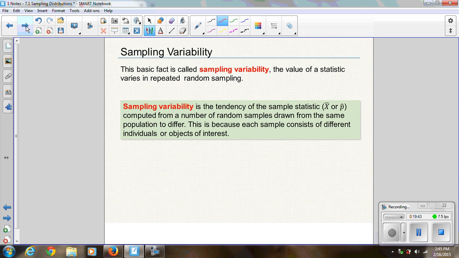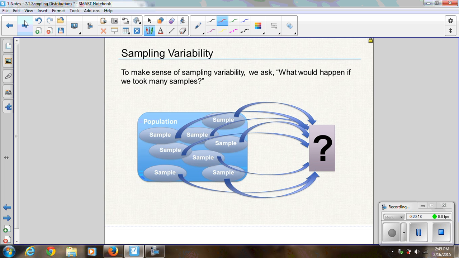This is basically called sampling variability. And the values of statistics, we know, are going to vary in repeated sampling. Every time I take a sample, every time I do an experiment, my results are going to be a little bit different than they were the last time. It's a random phenomenon, and it's known as natural variation. Sampling variability is basically the tendency of a sample statistic computed from a number of random samples drawn from the same population to differ. And this is because each sample consists of different individuals or objects in the population.